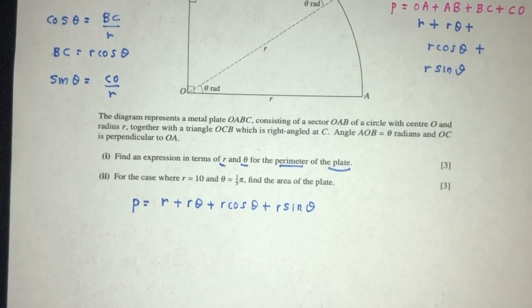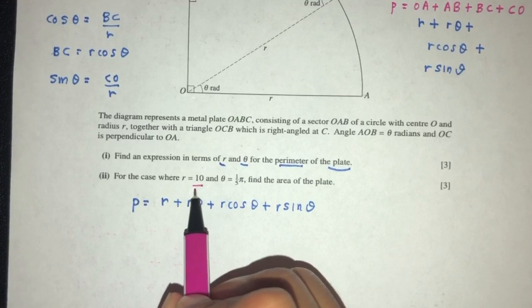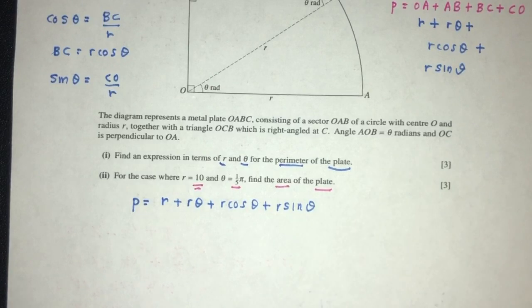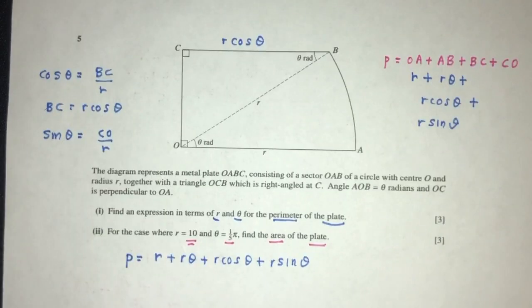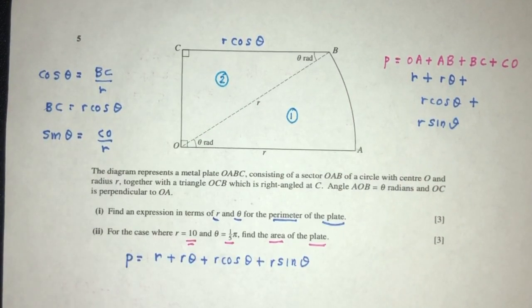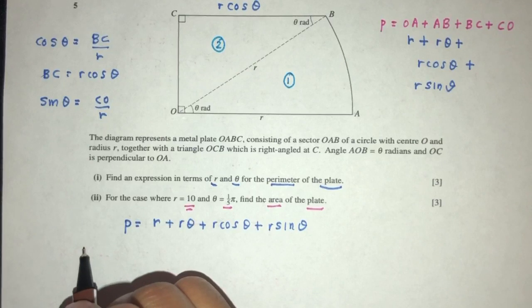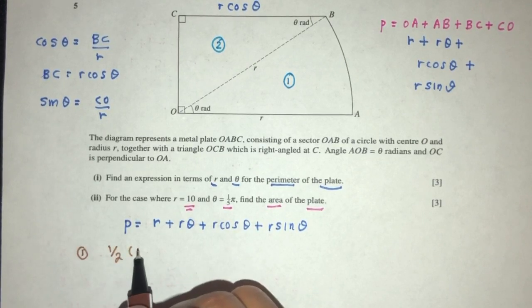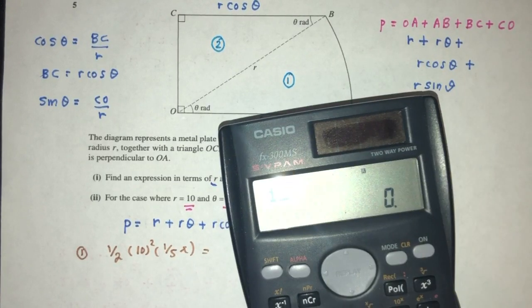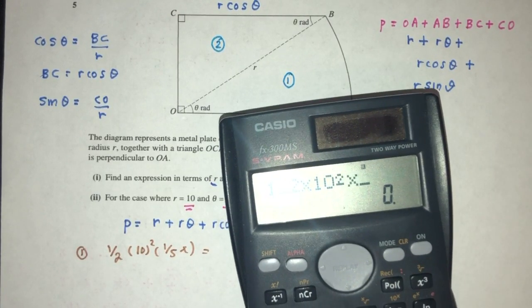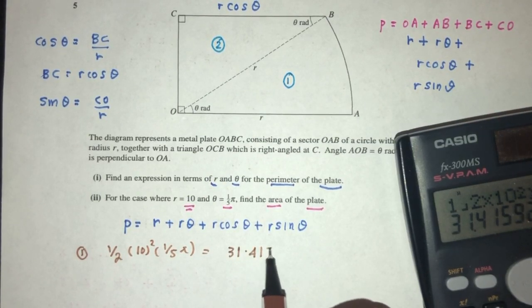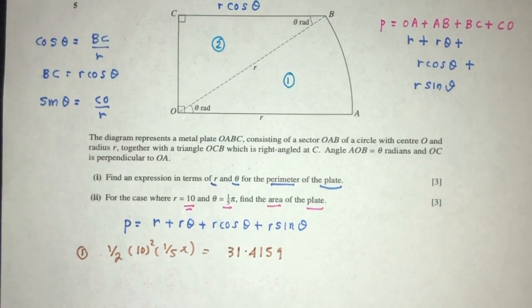Now for part 2, for the case where R equals 10 and theta is 1 over 5 pi radians, find the area of the plate. The area can be found pretty easily in 2 pieces. We can first find this area, then add this one to find the area of the plate. Number 1 is the area of a sector, which is half R squared theta, so half times 100 times 1 over 5 pi. That should be 31.4159.